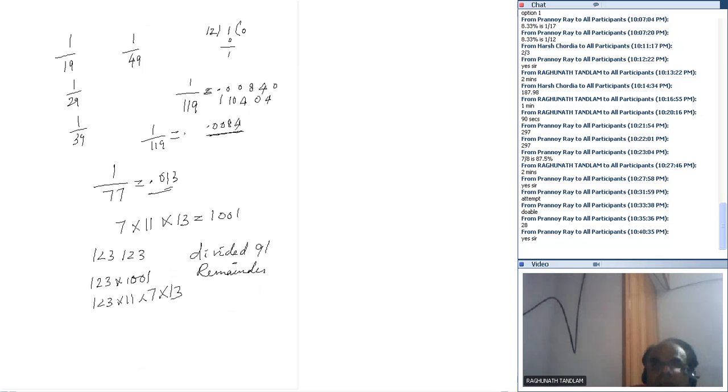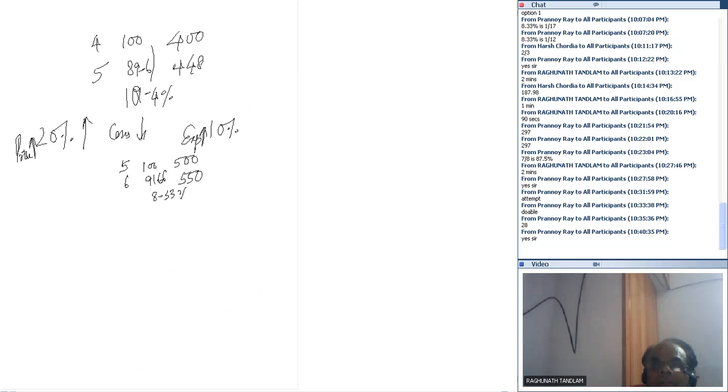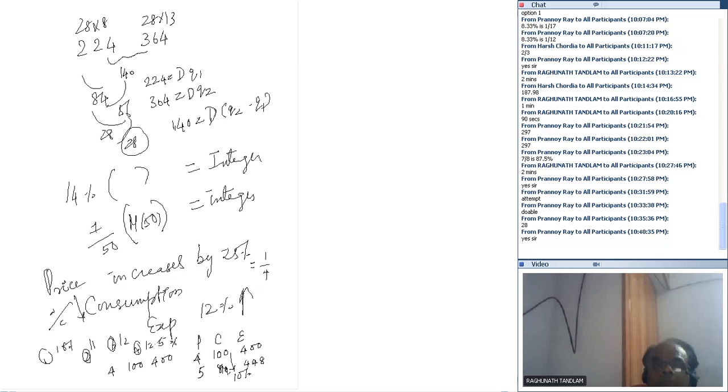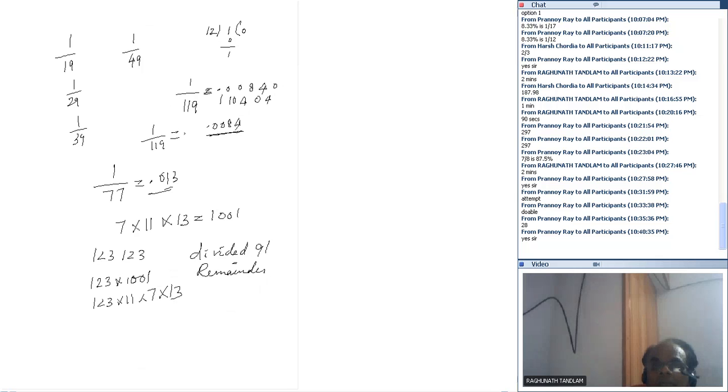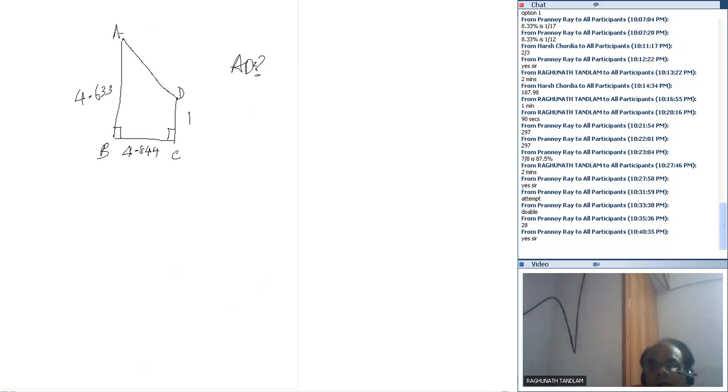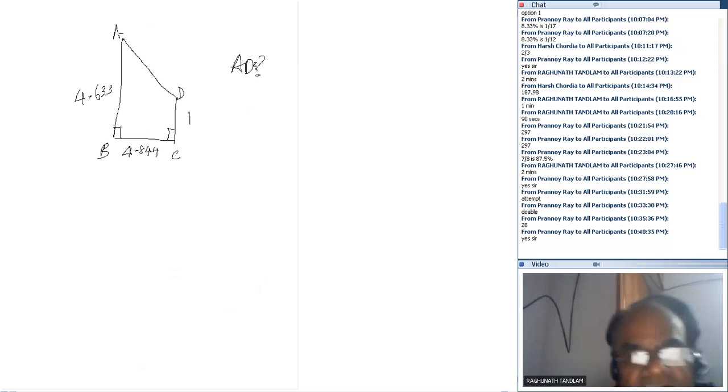Yeah, next one. Do this question. How do you do this question quickly? The speed math comes here also. Speed of calculation comes here also. The two towers are 4.633 and 1. The distance between them is 4.844. Find AD.